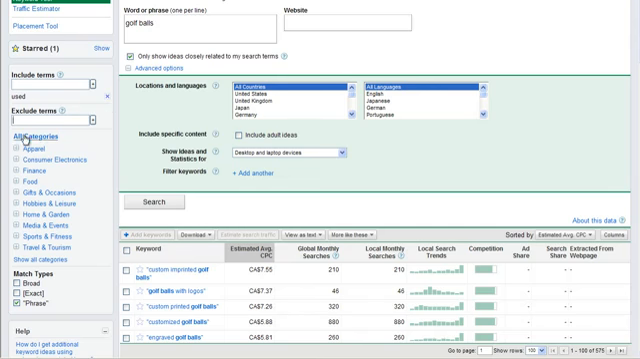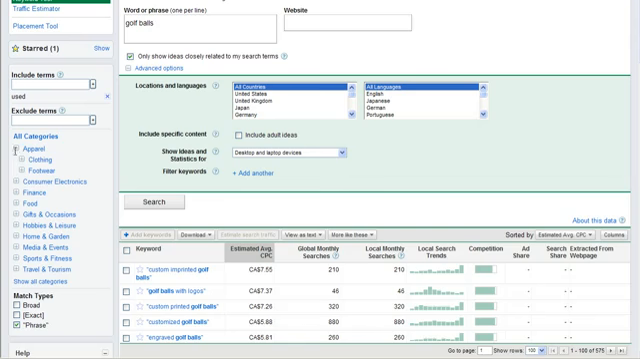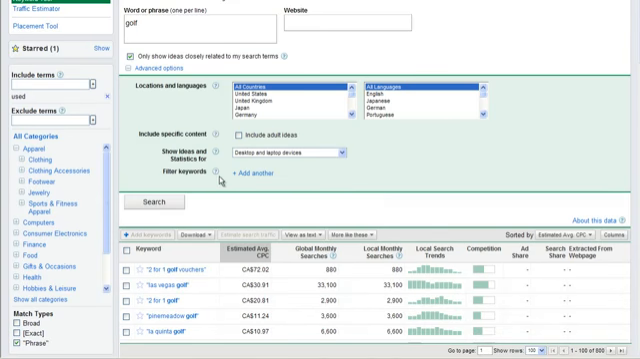Next option that we see here is categories. So if we search golf and we want to see what Google has under apparel for golf, we could open this up and we could see how Google thinks phrases are related to golf clothing or golf footwear. So for example, I could type in just golf and I'll click search. So now this is what we see for apparel.